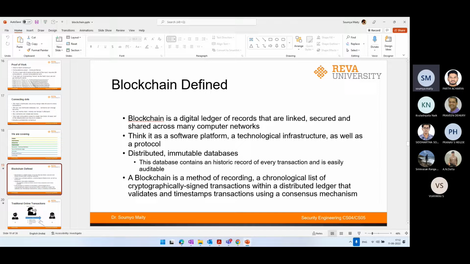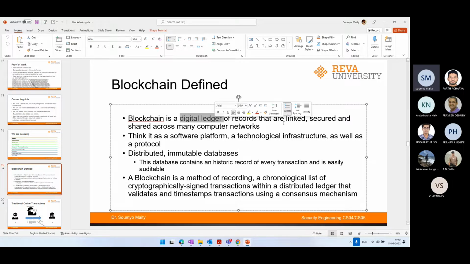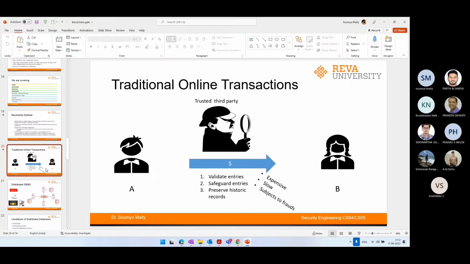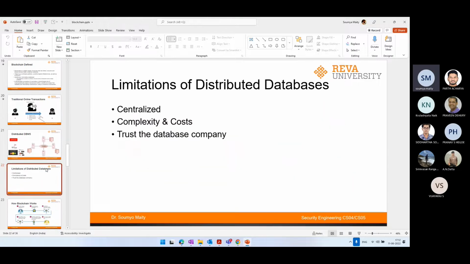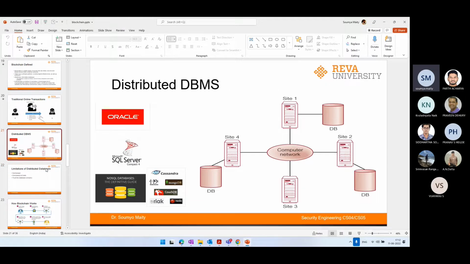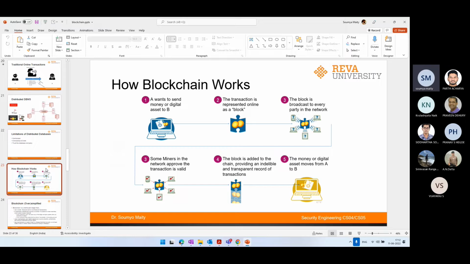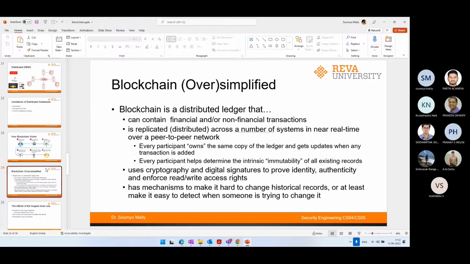So we can define blockchain as a digital ledger. Now we know what a digital ledger is. Records that are linked, secured, and shared across many computational networks. This is called a blockchain. We know what distributed is, and it is an immutable database. And this is how the blockchain database works. This is how a DBMS works, and the blockchain database I just showed you. And this is how you can create a block, or how the Bitcoin database works. I just extended that one.